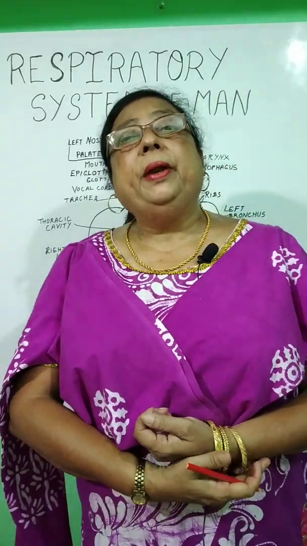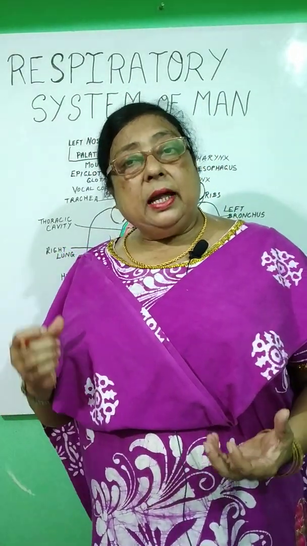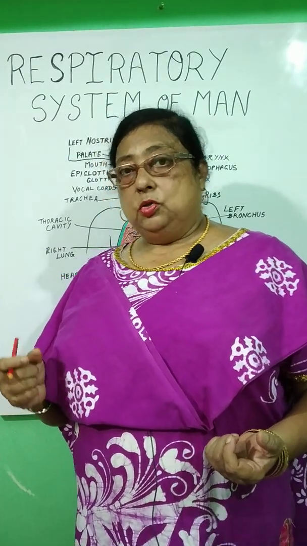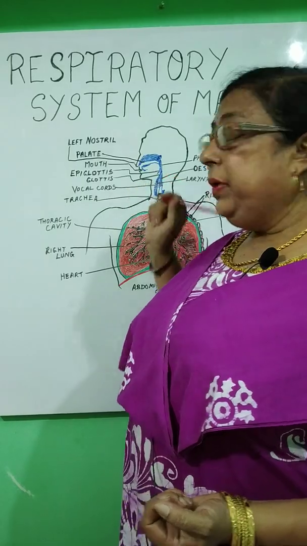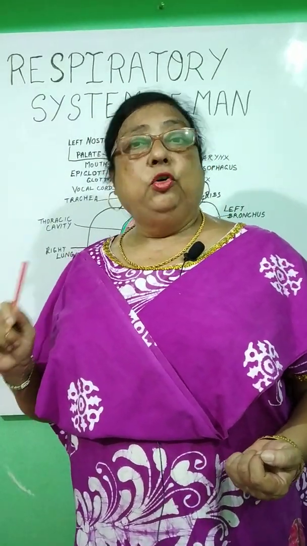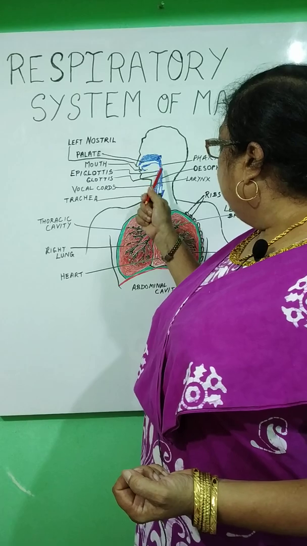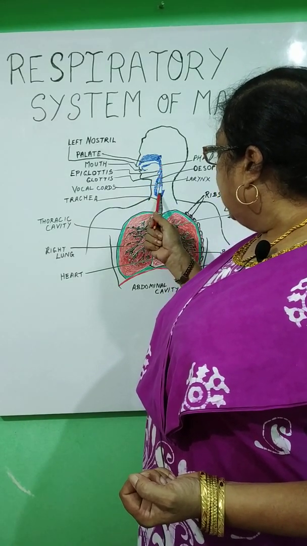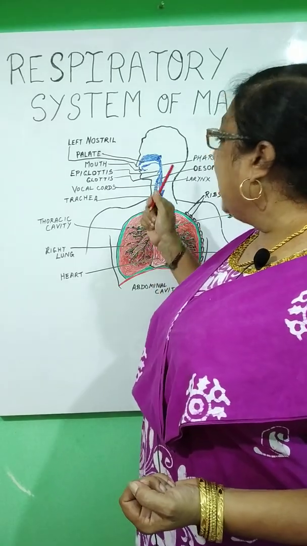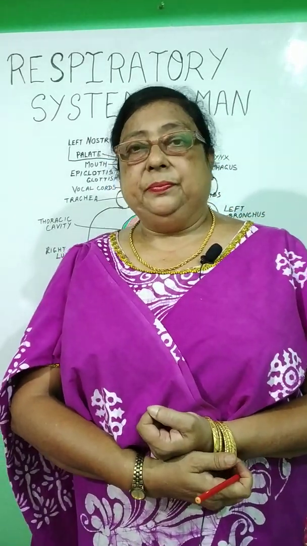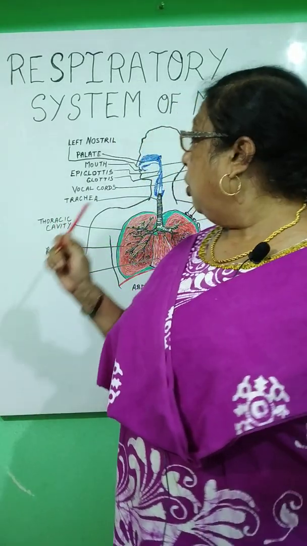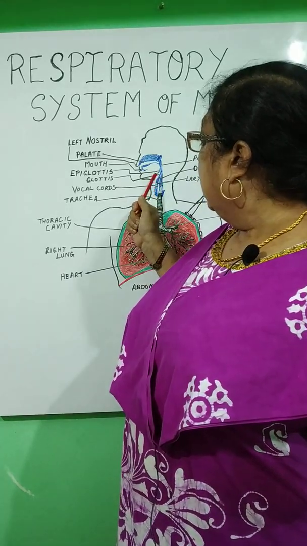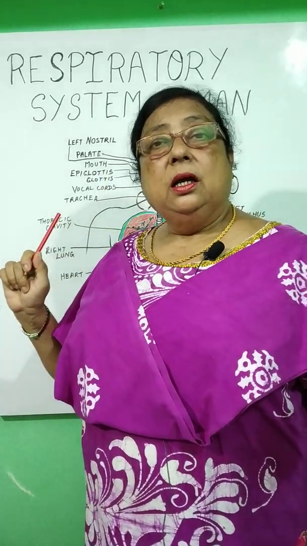Now the pharynx is an opening of both the air passage and also the food. So it has got a dual function, the pharynx. It has got the windpipe and also the food pipe. Now from the pharynx, what happens? It culminates into the trachea. The upper part of the trachea is called the glottis. And this glottis is there here, covered by the epiglottis.